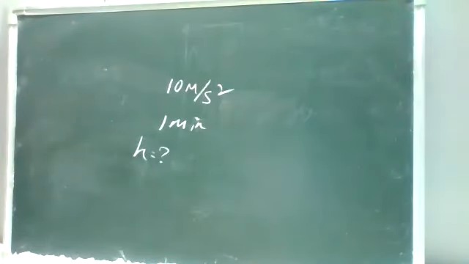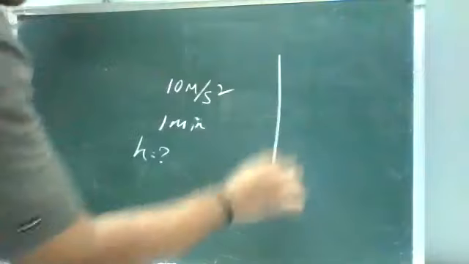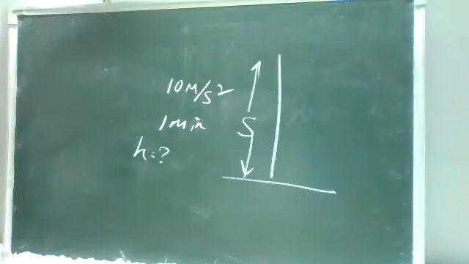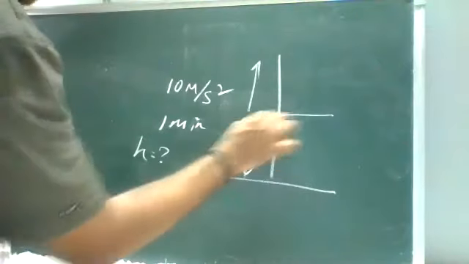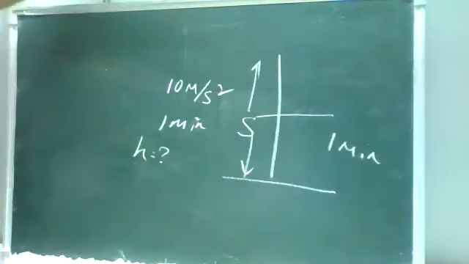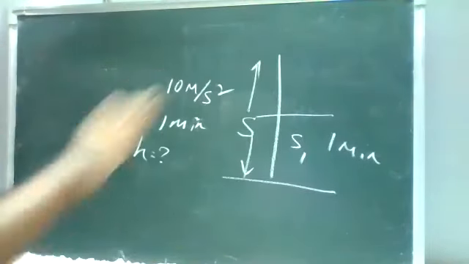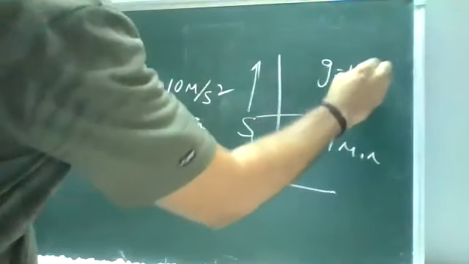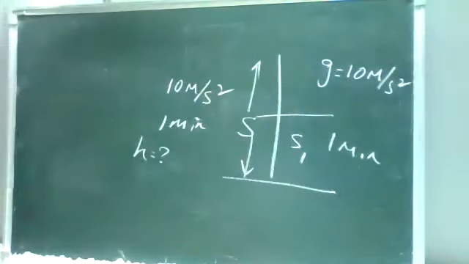There are two cases to reach the maximum displacement or maximum height. The first case is with fuel. So the height covered with fuel in 1 minute, the displacement, is S1. Take g as 10 meter per second square. Now, the velocity attained after 1 minute.